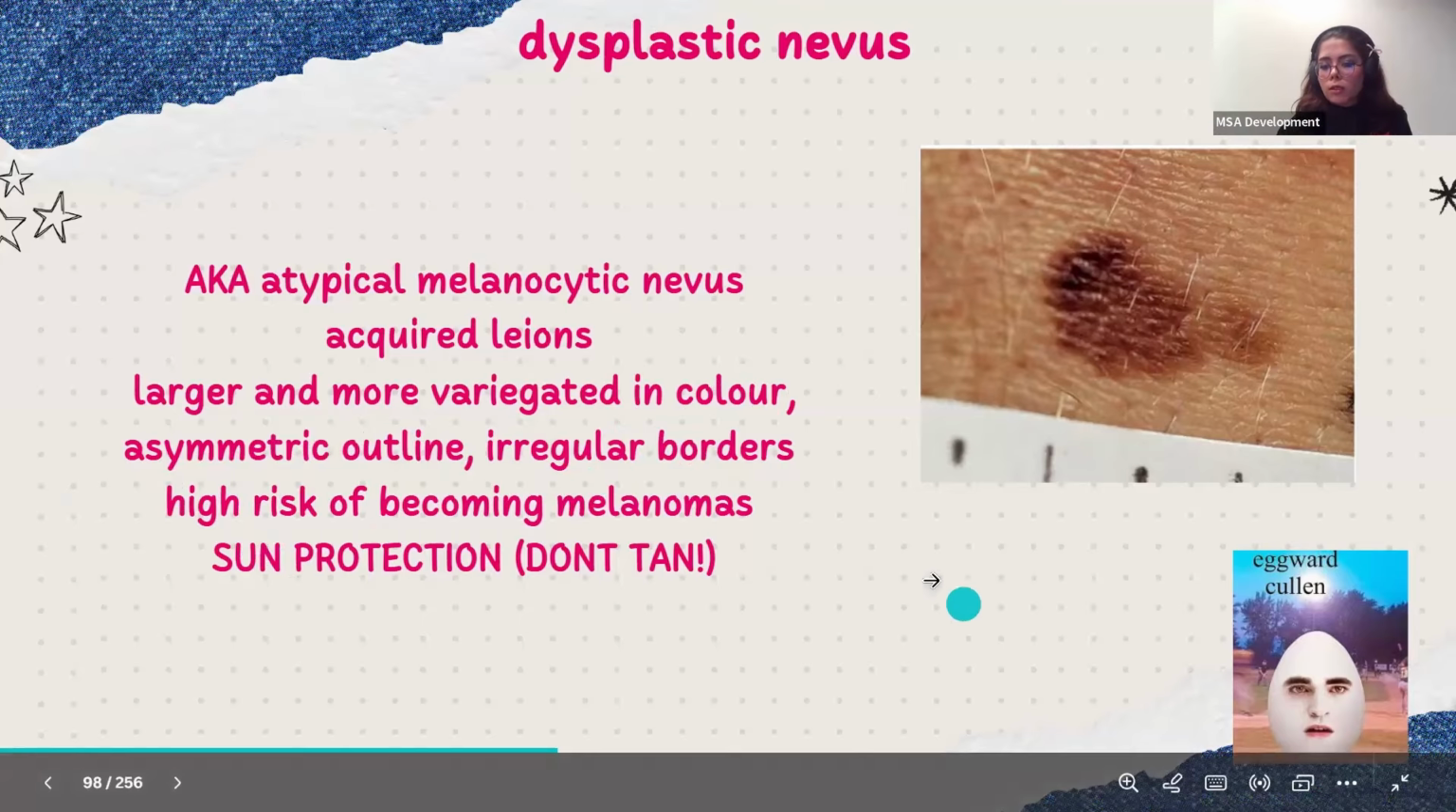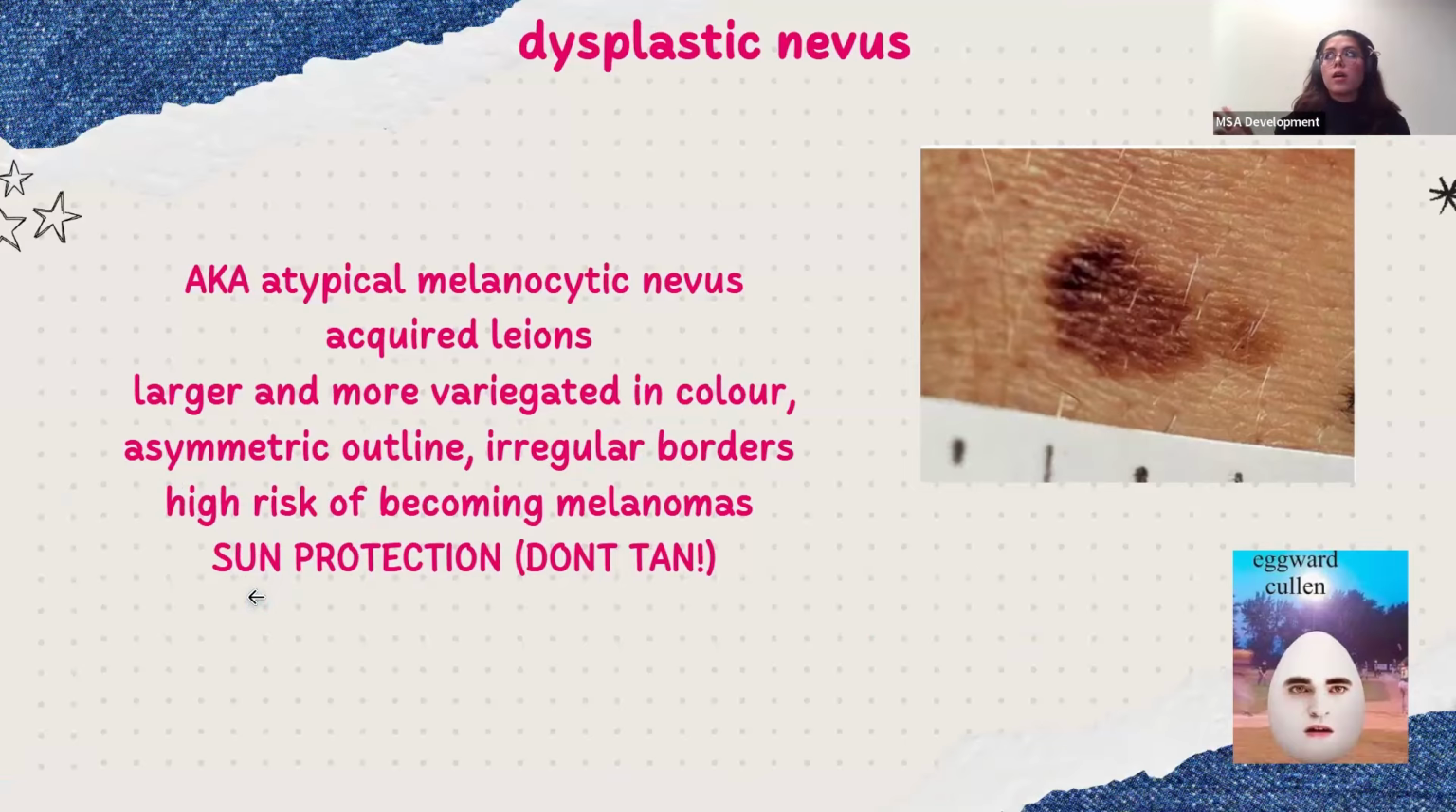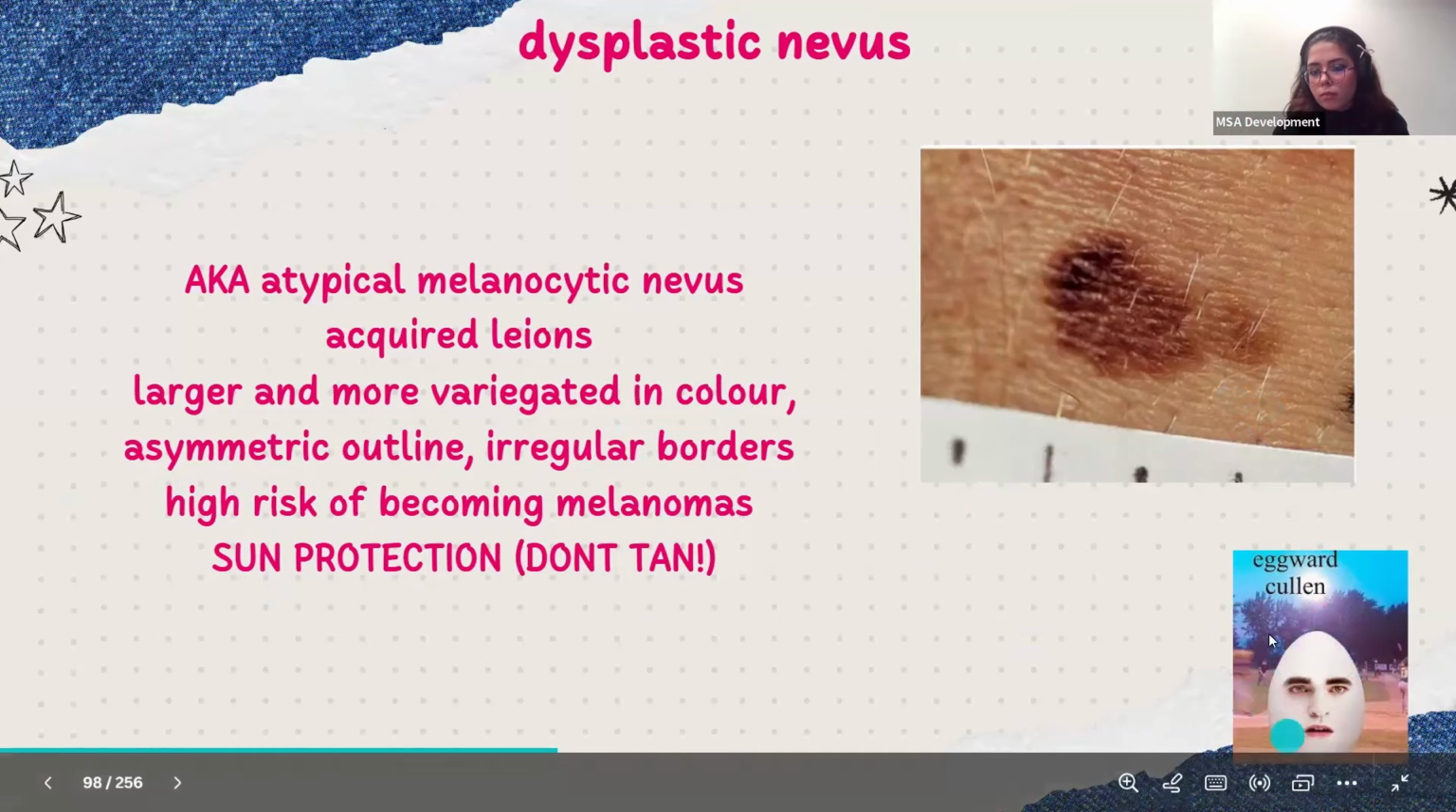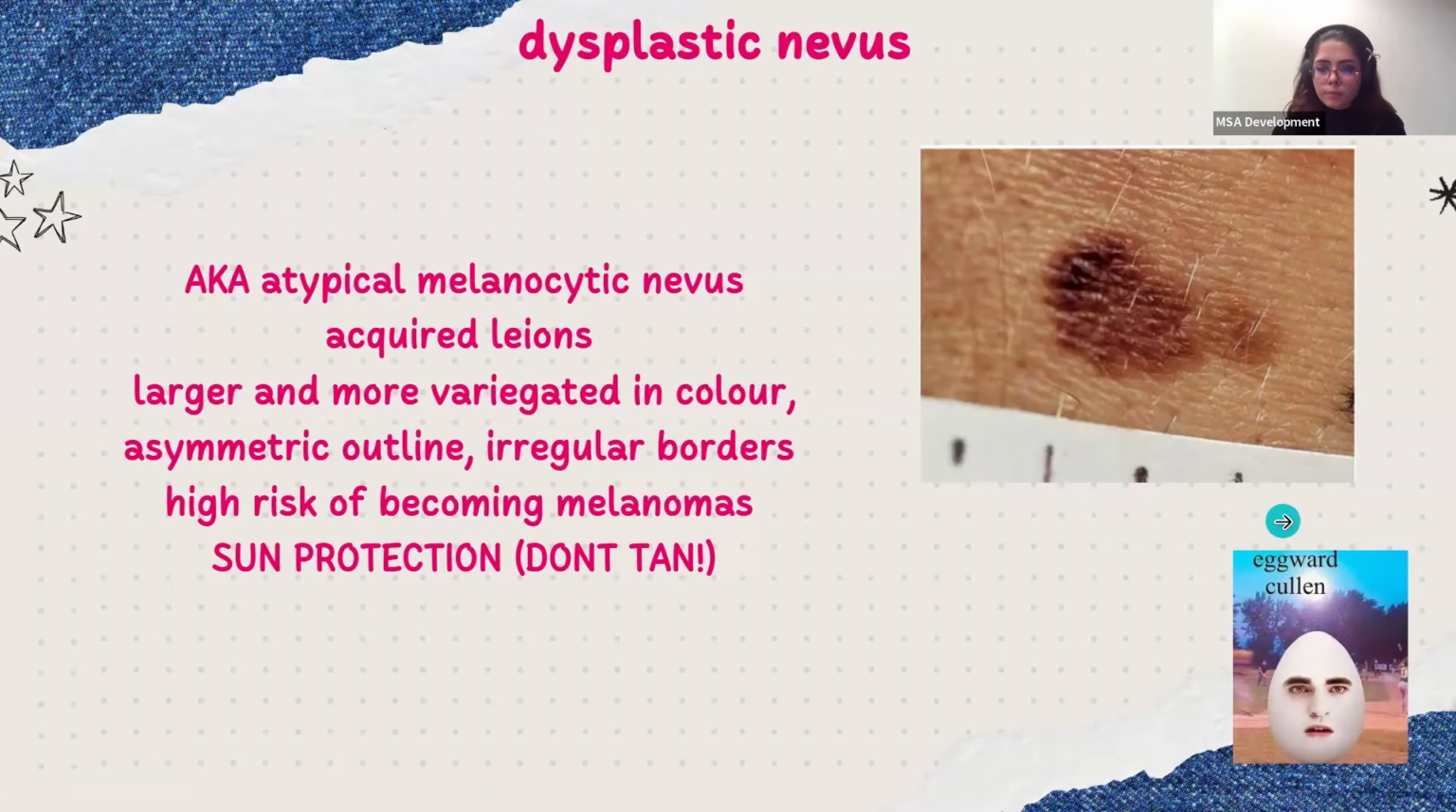Okay. This is very common in white people. Okay, so make sure you wear your SPF. Make sure you're fully covered up, especially if you're going to be exposed to the sun for very, very long periods of time. And don't tan. Don't overdo it with tanning. Edward Cullen from Twilight is very susceptible to dysplastic nevus and melanoma.